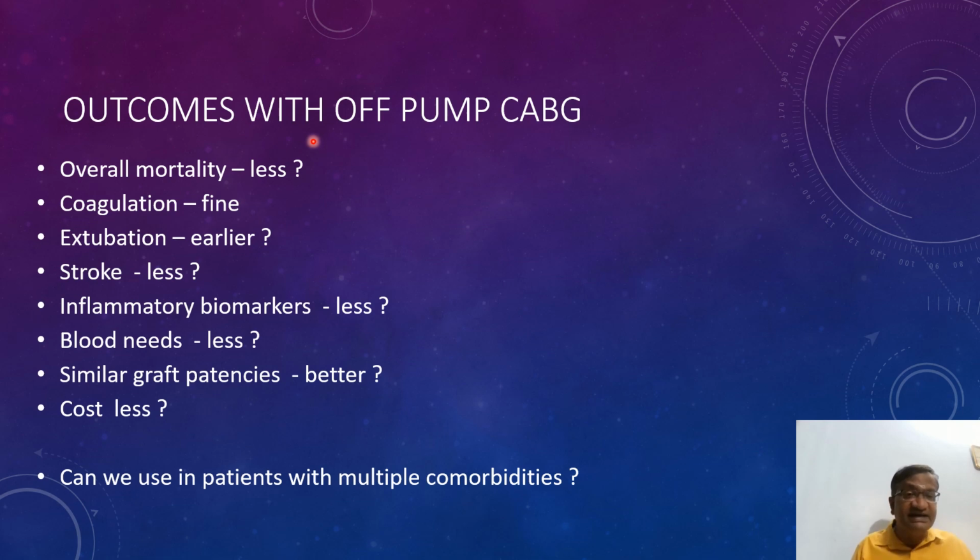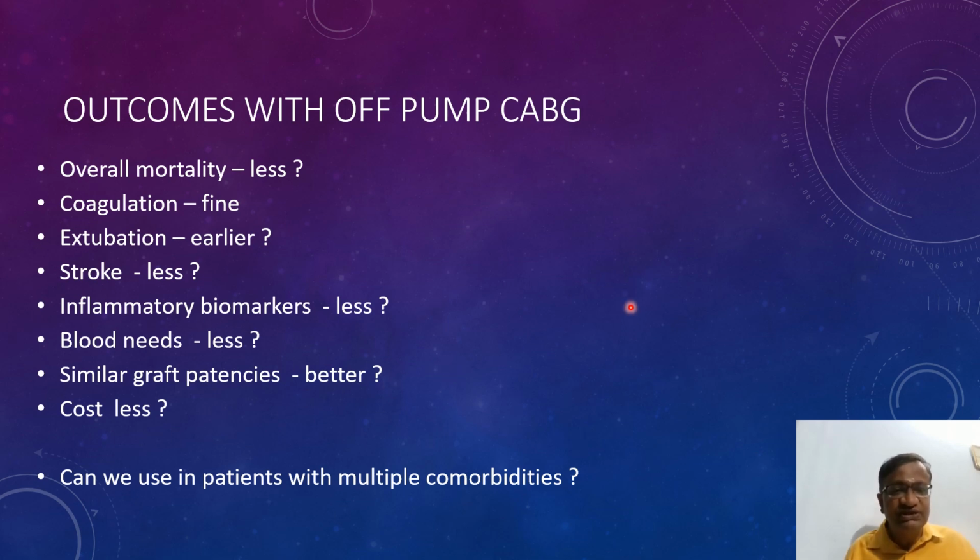The overall mortality scoring is less. Coagulation is definitely better. We need not give so much high doses. Extubation is earlier. We have found the cognitive dysfunction and stroke is less. The inflammatory biomarkers that come out after a bypass machine are less. The blood needs are less, but they have similar graft patencies and cost is less.